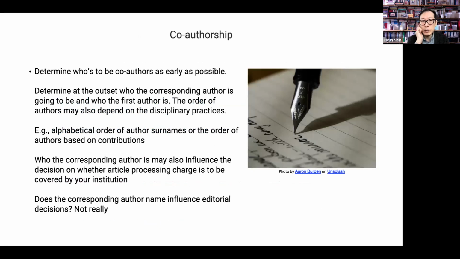Finally, co-authorship is something you probably need to determine. I would suggest that you determine this as soon as possible rather than at a late stage. It will be useful to decide who is going to be the corresponding author, who will be in charge of communication with the publishers.